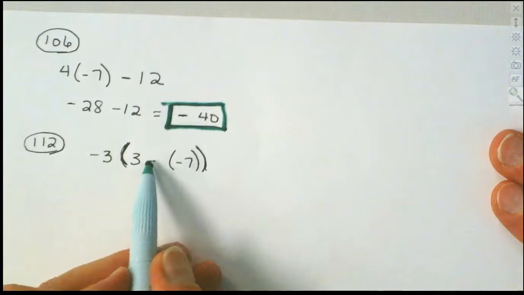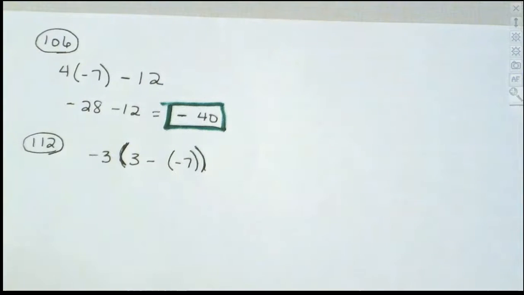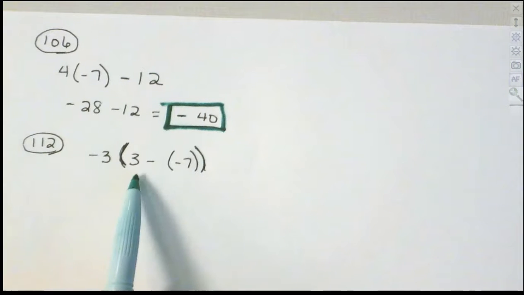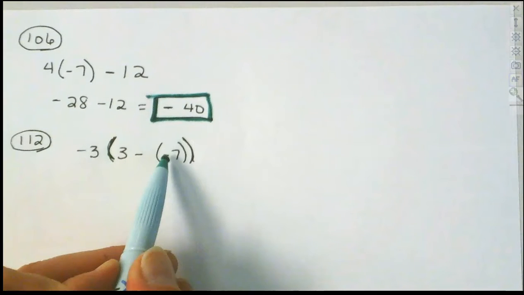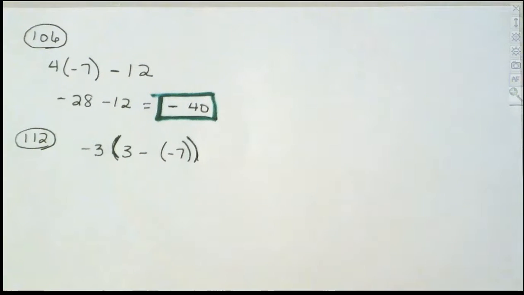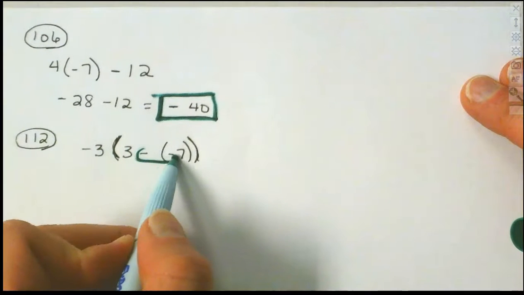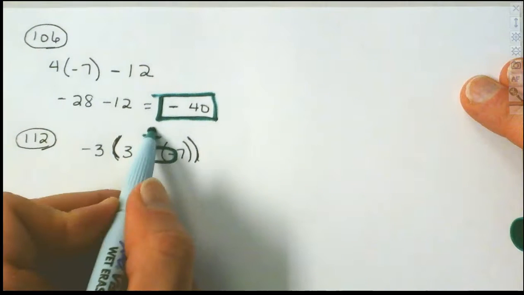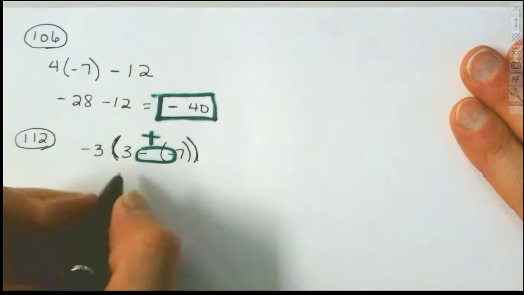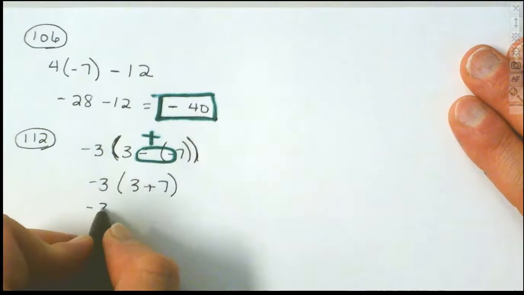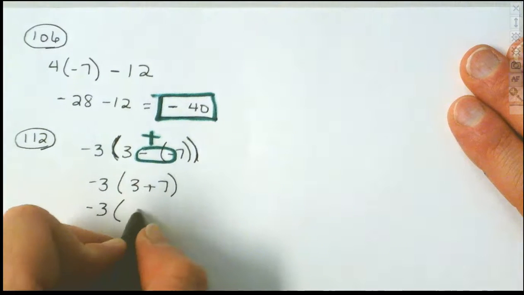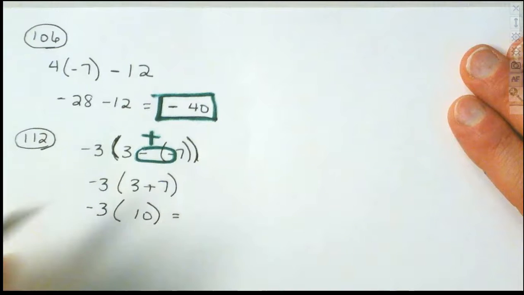Why do we have the double negative? Because you've got the difference. Difference means subtract. So we're taking the difference of 3, which is here, and a -7. So this one comes from the difference, and the other one comes from the fact that it's a -7. What do we know? We know the double negative is going to make this then a what? Positive. So let's rewrite this now as -3 times 3 plus 7. 3 plus 7 makes it now 10. And -3 times 10 makes it a what?